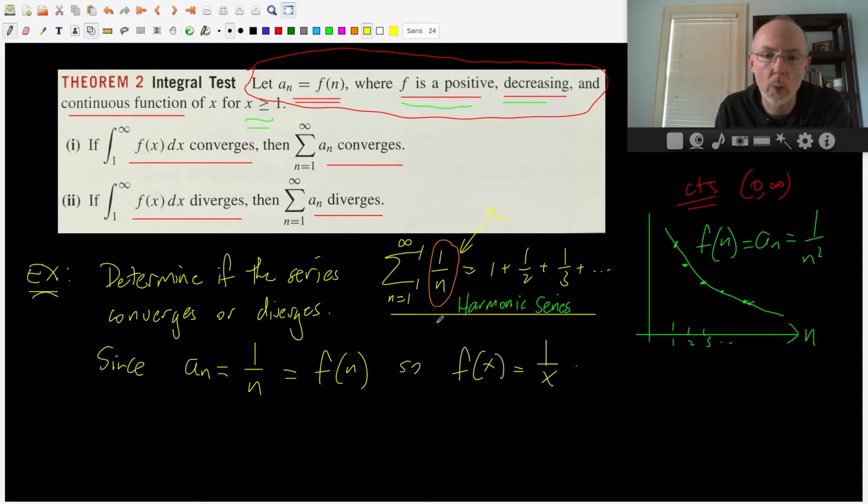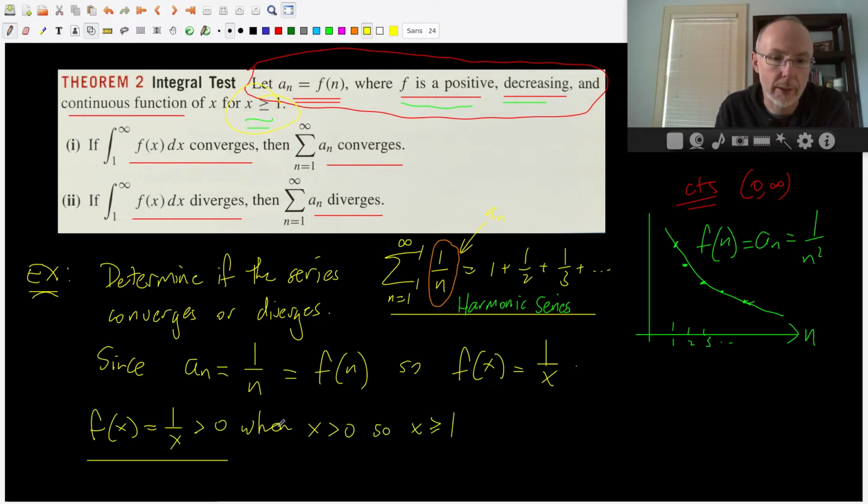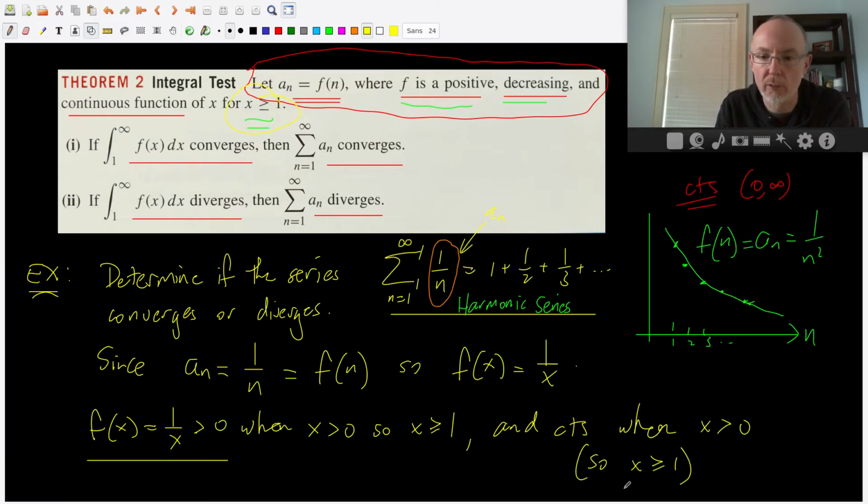And what we need to know is, is that positive? Well, it's definitely positive. I'm going to use x rather than n, but it's definitely greater than 0 for all x greater than 0, right? And all we needed was x bigger than 1, so that's okay. So it's definitely true when x is bigger than 1 that this function is greater than 0. And it's definitely continuous, right? So let me add that as well. It's definitely continuous for all values of x greater than 0. So definitely true for all values of x greater than or equal to 1, because that's our condition.